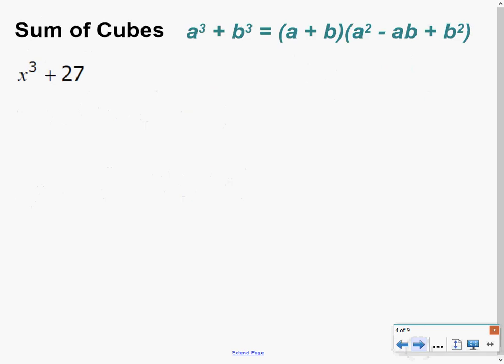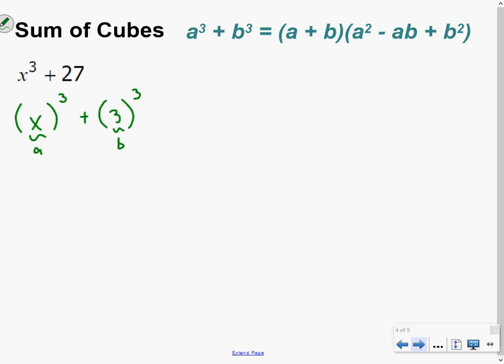Okay, the new type that we're going to see is a sum of cubes and difference of cubes. Similar to the difference of squares, but it can be addition or subtraction. Okay, we have a formula that we're going to use for these. So if we have x cubed plus 27, I can write that as 2 things cubed being added together. To get x cubed, we are cubing x. To get 27, we are cubing 3. So this x is going to be the a that you see in the formula. And the 3 is going to be the b that you see in the formula.